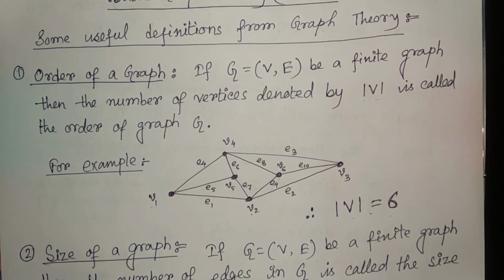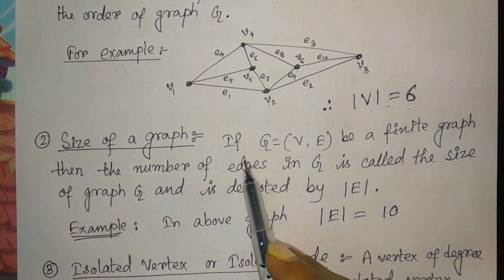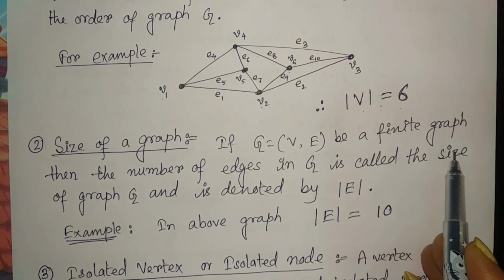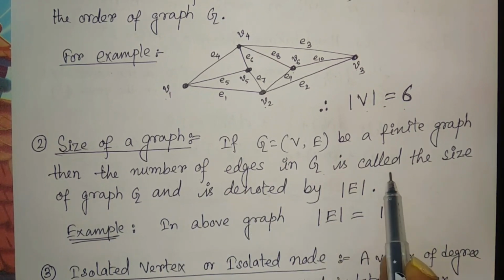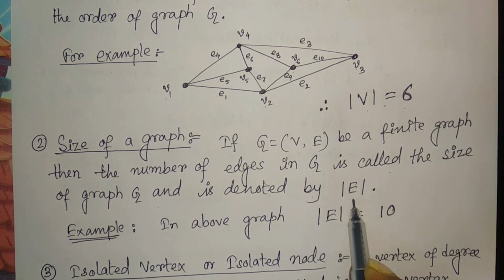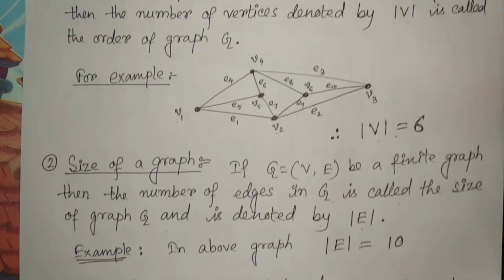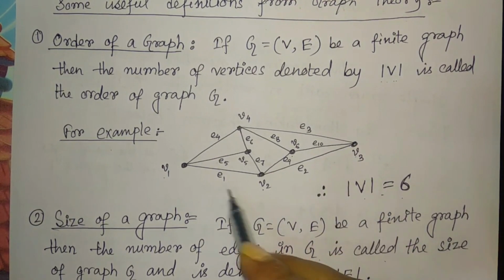Next is the size of a graph. If G is a finite graph, then the number of edges in G is called the size of the graph G, and it is denoted by the cardinality of E. If we consider the same example, here a total of 10 edges are there.